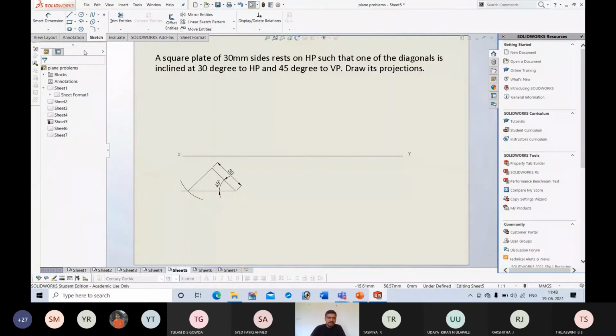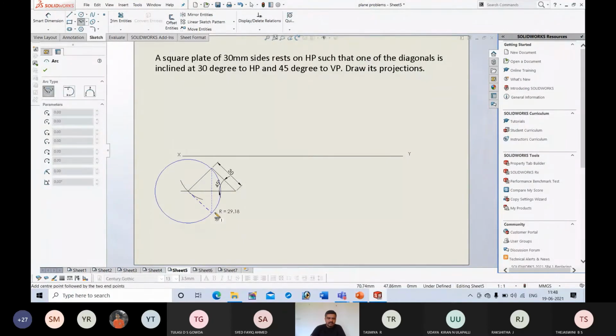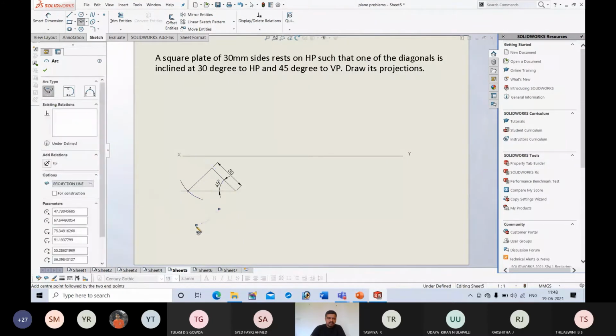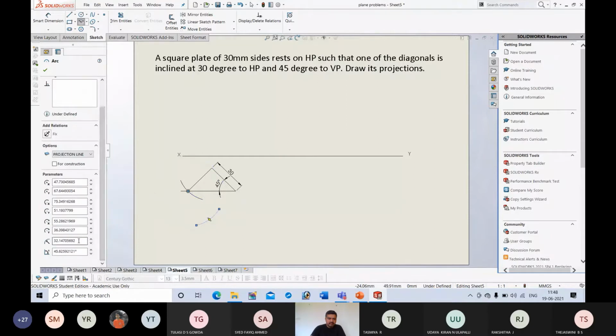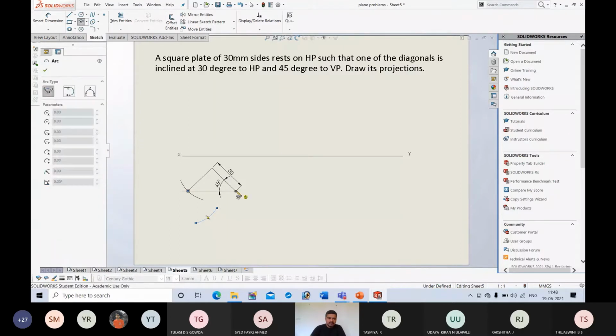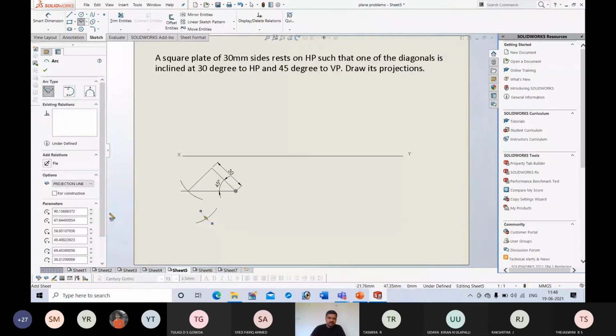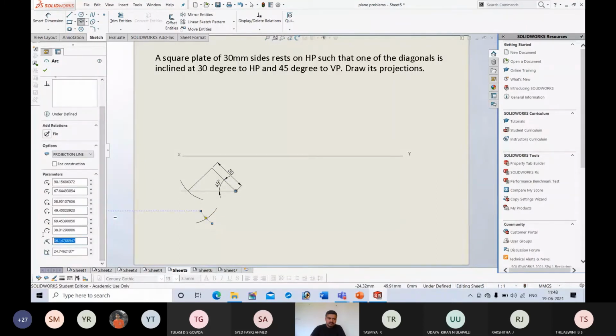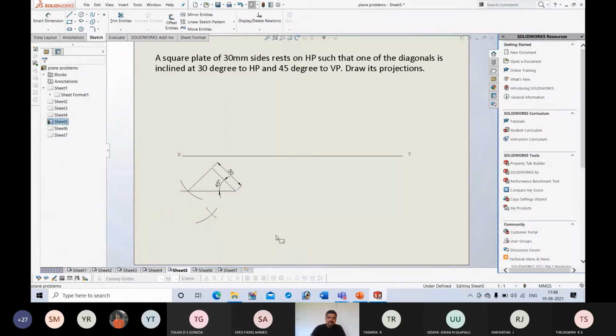Next, repeat the same procedure. You have 2 points. Take this as center, draw an arc, radius is 30. Next, repeat the same procedure. This as center, radius 30, draw one more arc. Next, connect the points.